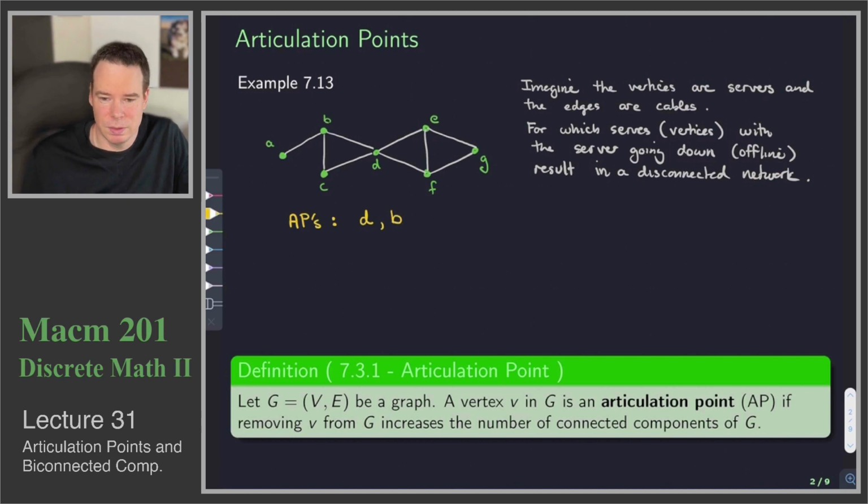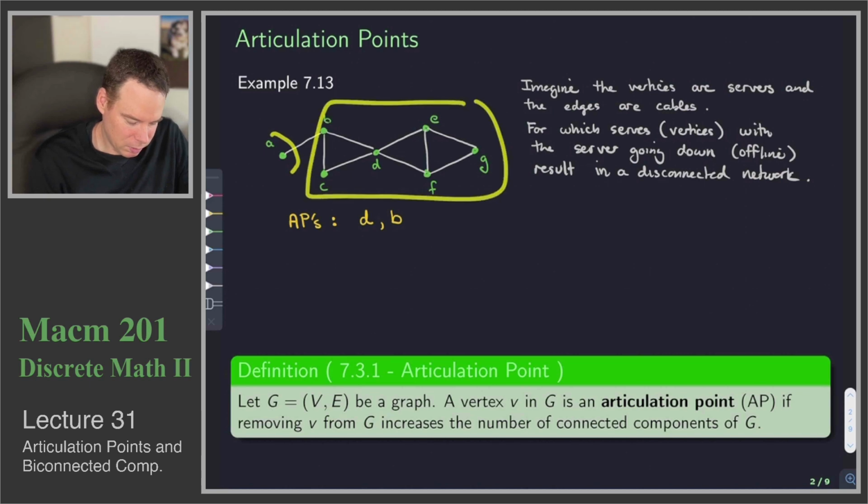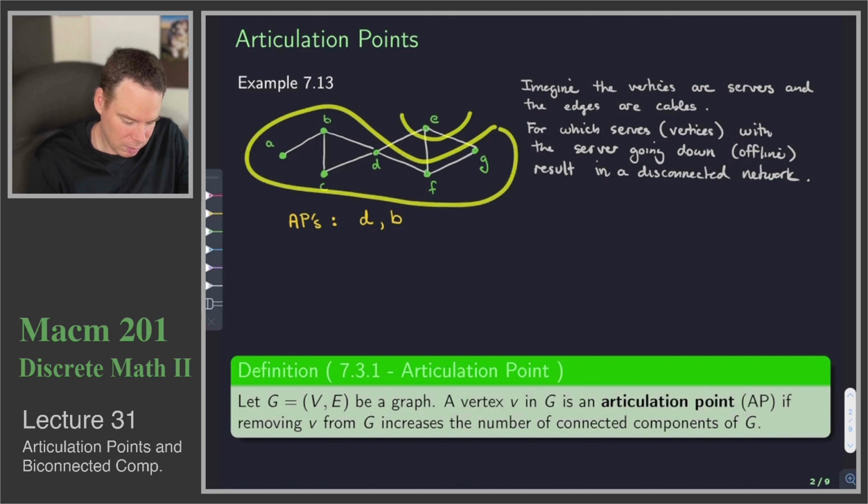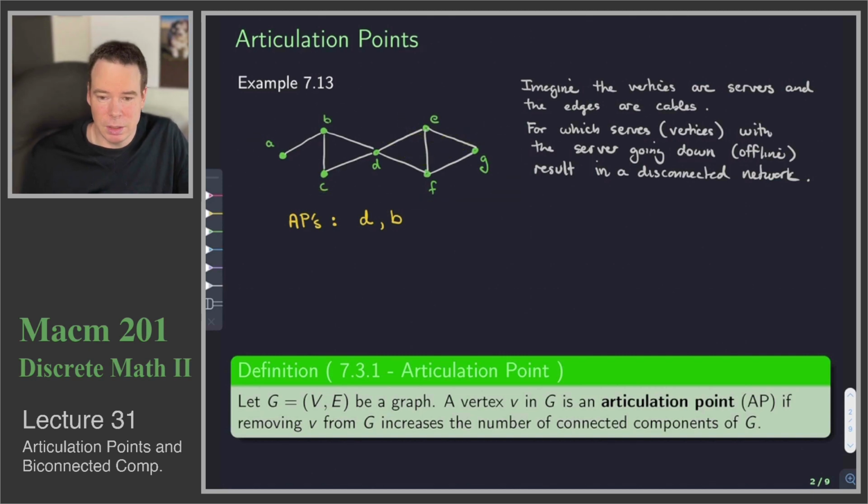Are there any other vertices in here? Well, we would just systematically go through and imagine, what if I removed it? What if I removed A? What happens? Nope, everything that's left is still connected. What if I removed C? No, everything left is still connected. What if I removed E? No, everything else is still connected, and so on. We could just systematically go through them.